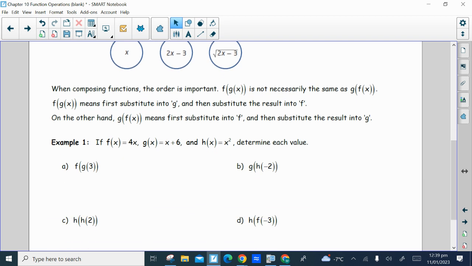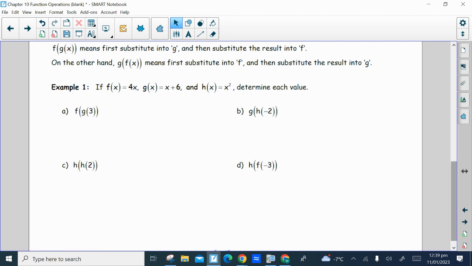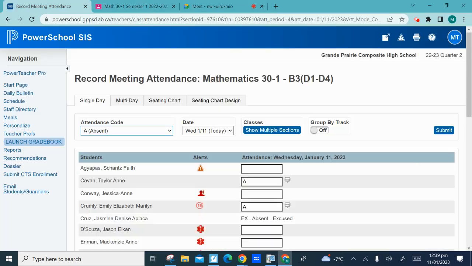When composing functions, the order is important. f(g(x)) is not necessarily the same as g(f(x)). f(g(x)) means first substitute g and then substitute the result into f. On the other hand, g(f(x)) means first substitute into f and then the result into g. So we're going to see a couple of different types that you're going to be working with. In some cases, you're actually going to get a numerical answer. In other cases, it's going to be an expression, just like we had above, the root of 2x minus 3. For these questions in example 1, though, we're actually going to get a numerical value for all of our answers.